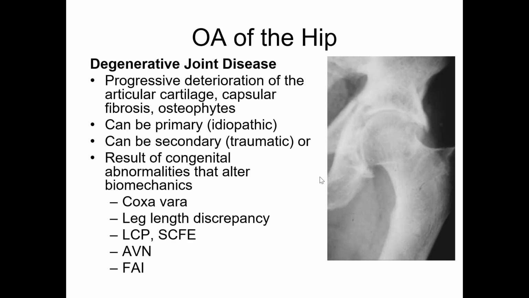Specifically, hip OA is operationalized by the progressive deterioration of the articular cartilage, capsular fibrosis, and osteophytes due to idiopathic or traumatic mechanisms, along with alterations of biomechanics, as well as congenital abnormalities and FAI.